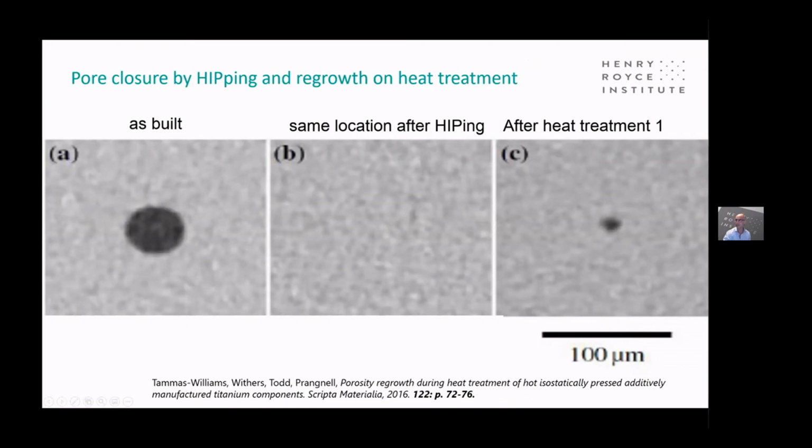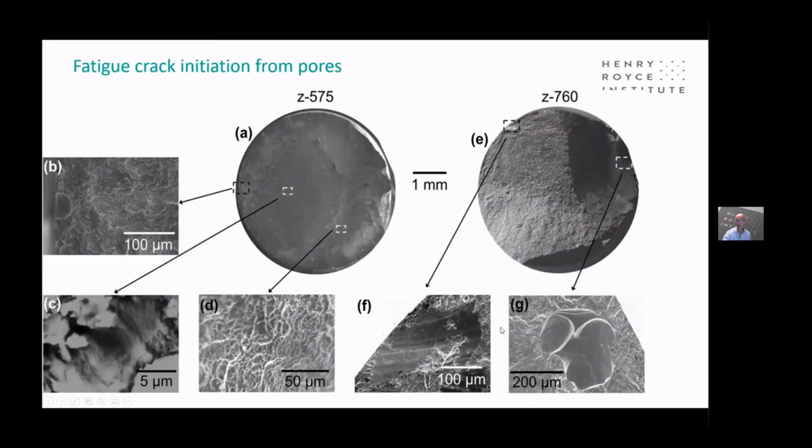But what we can see is that after heat treatment, a pore has reopened at that location. So we haven't successfully closed up that pore. We simply brought the faces into contact, and the gas pressures cause them to reopen upon subsequent heat treatment. So one has to be very careful when applying hipping as a means of mitigating these defects. The other aspect where time-based imaging can be really useful is not just in following the manufacturing process, but actually following the fracture and fatigue process.